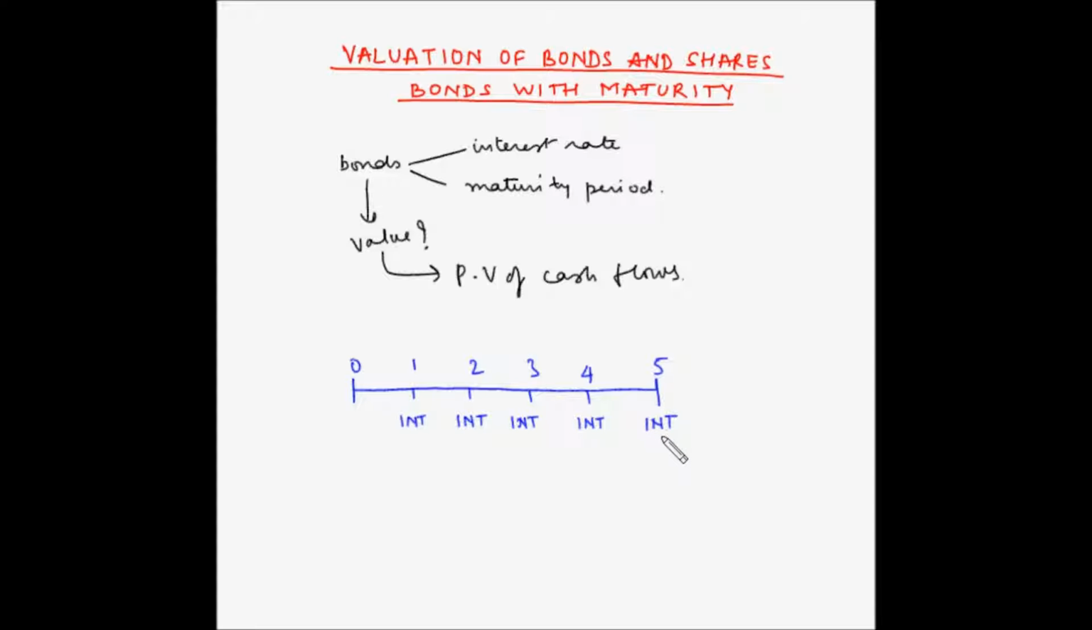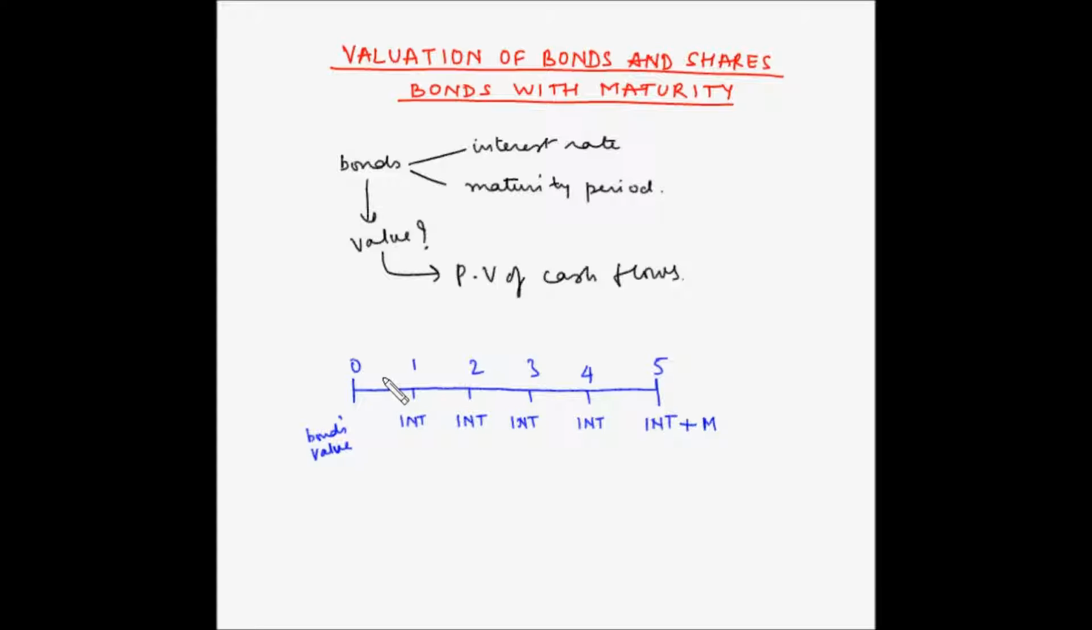Also, at the end of the 5th year, in addition to the interest, we'll get the maturity value. Let's say it is represented by M. And this point here is the bond's value. So this bond's value will be nothing but the present value of all of these cash flows. But in order to find out the present value of the cash flows, we need to discount these cash flows at a rate. So what should be that discount rate?